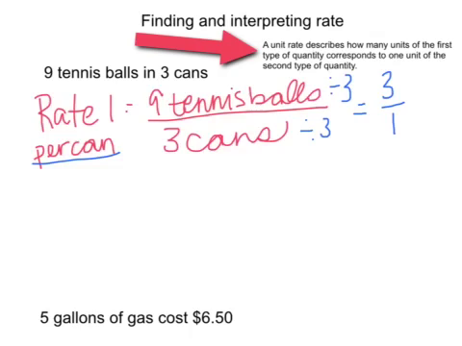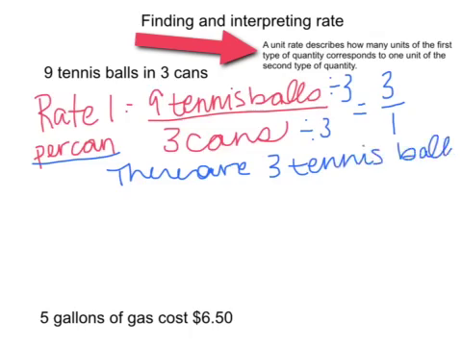So then my interpretation of this would be that there are 3 tennis balls in 1 can. Okay, so this here would be rate 1, and this here is your unit rate, because there are 3 balls in 1 can.